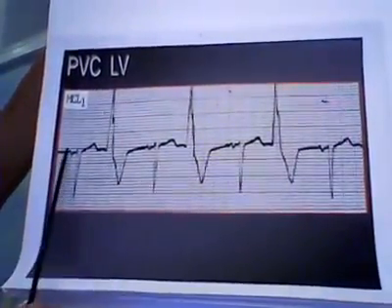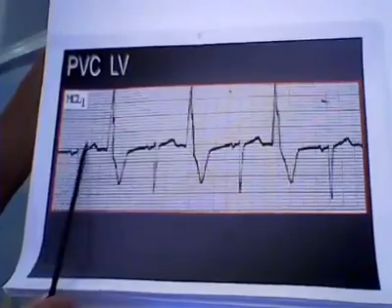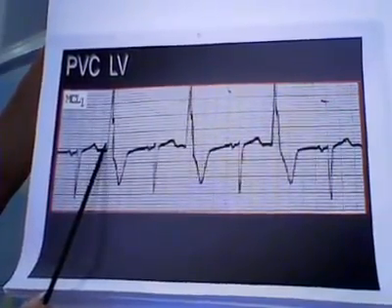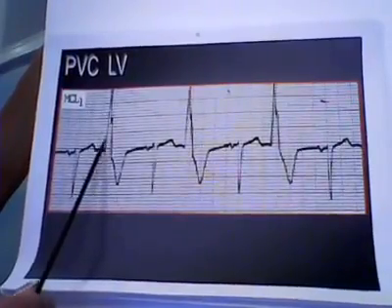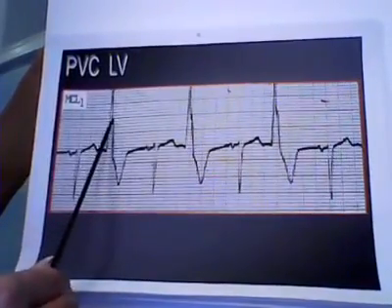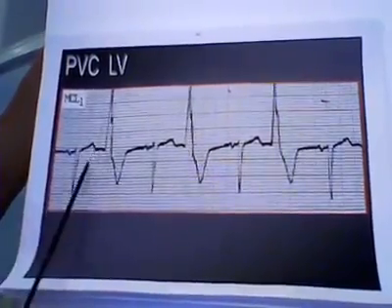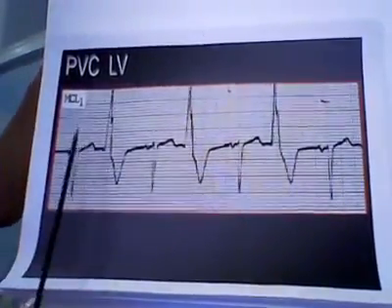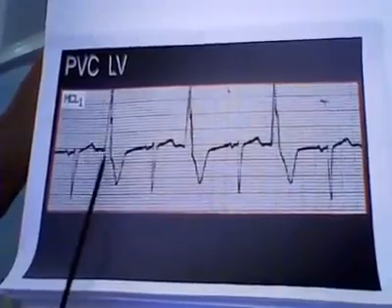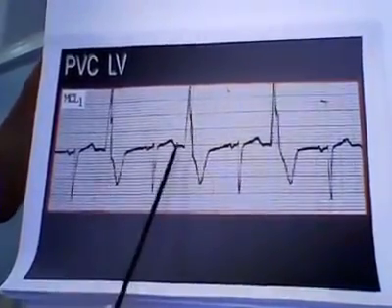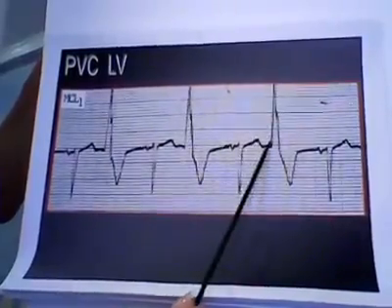Okay? Normal beat, P wave, QRST. And then we have this beat. This is a PVC from the left ventricle. How do I know? We have big mountain. Then you have a little mountain. You have big mountain, you have big problem. So this is ventricular bigeminy. Normal beat, PVC from the left ventricle, PVC from the left ventricle.